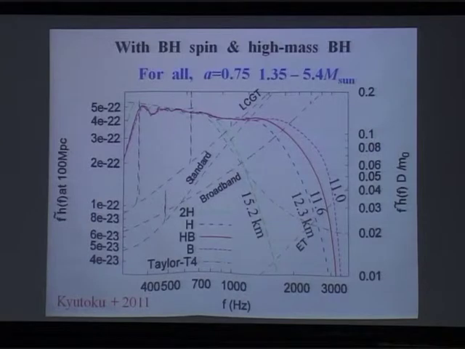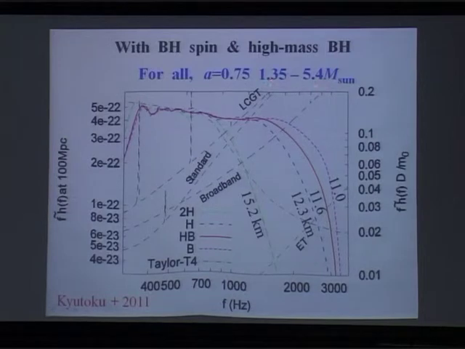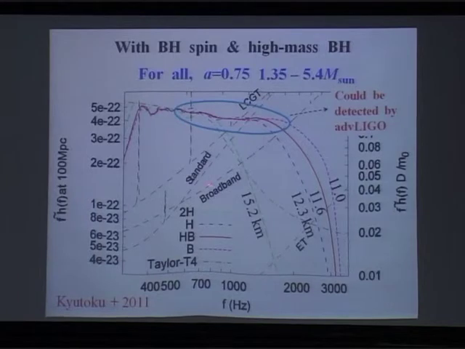Anyway, this is a case for spin 0.75 and 1.35, so the Q equals 4 case. In this case, I show the results for four different equations of state. And you can see that the cutoff frequency for any equation of state is larger than the broad band type of the advanced LIGO noise curve. So this shows a possibility that if gravitational waves from such a system are observed, we may constrain the equation of state of the neutron star.